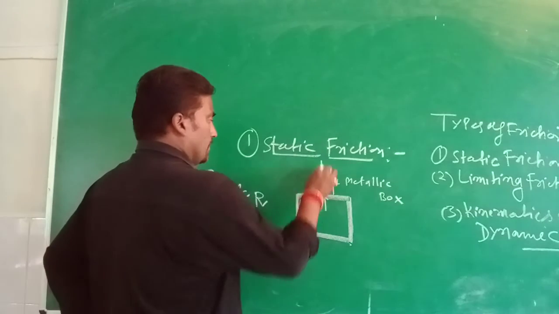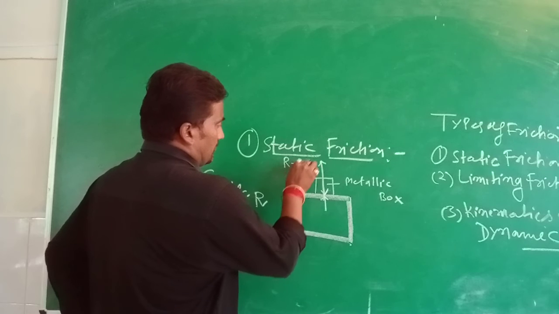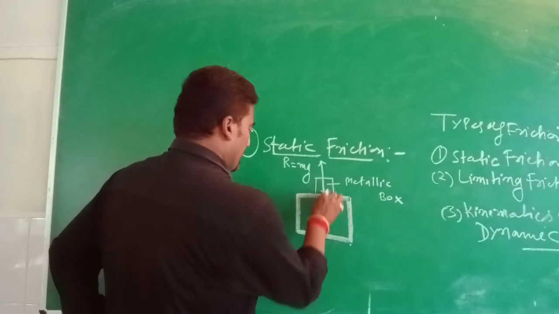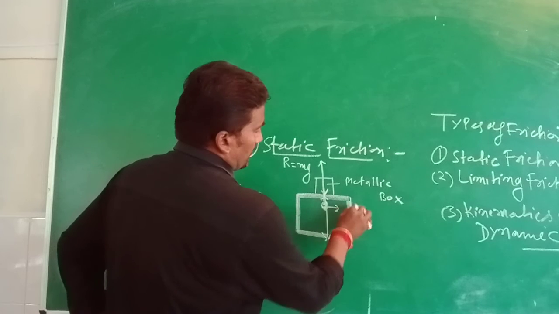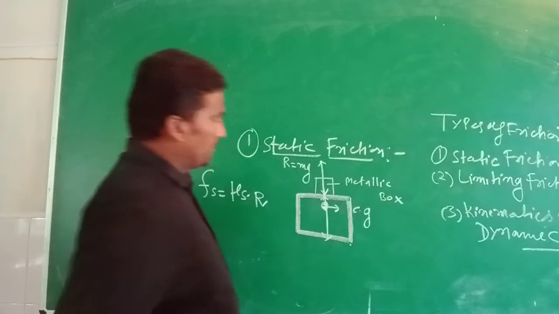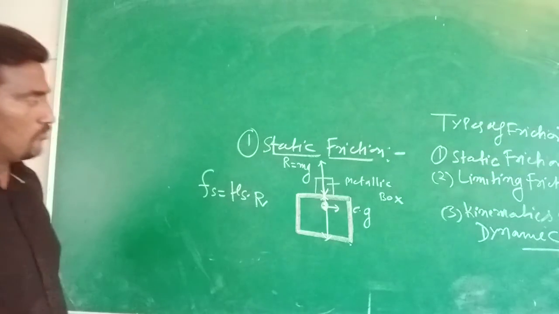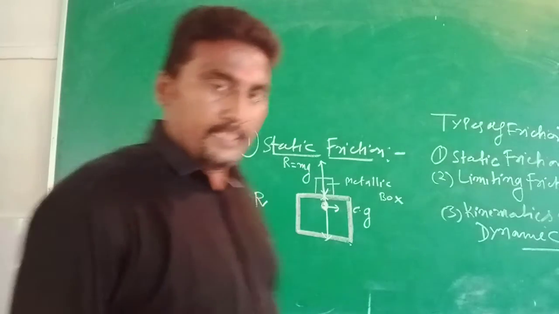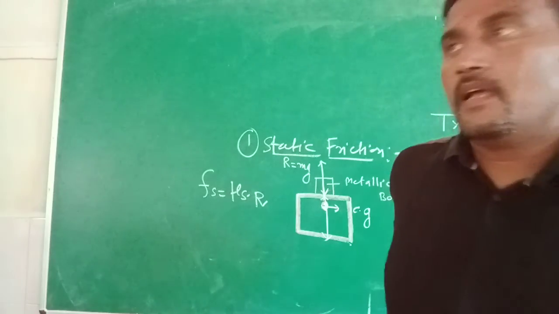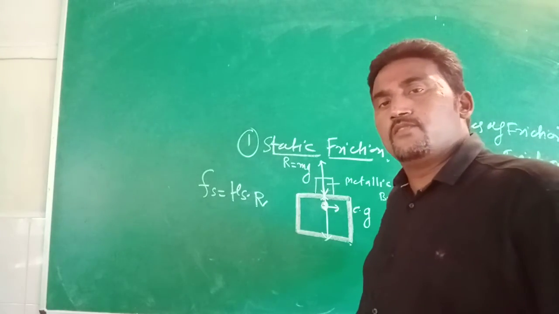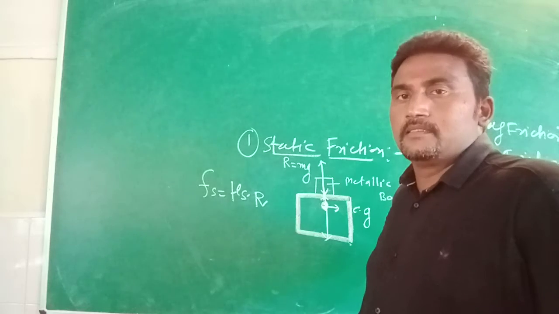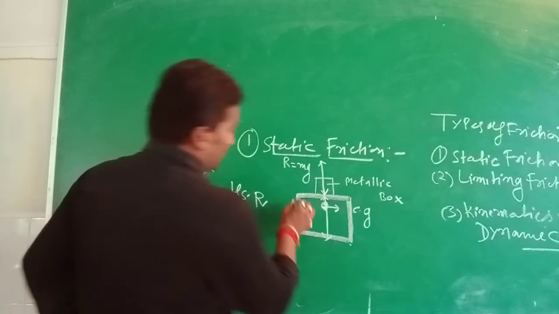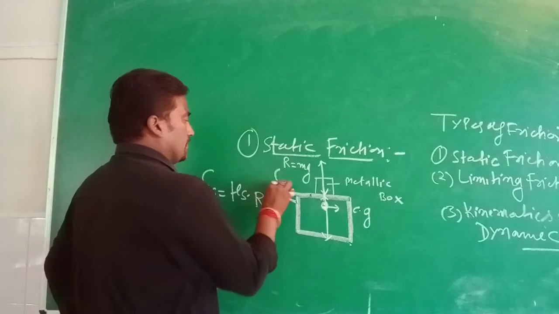Capital R is known as the normal reaction force, and it always acts on the body in the upward direction, and the direction of the weight is always downward because the center of gravity acts on the body. The mathematical relation is written in the form Fs equal to mu s into R. What is Fs? That is the general value of the static friction. In that figure the body is at rest, so the friction is static.